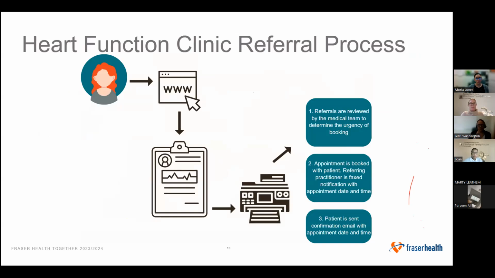Okay, so for the referral process, we receive the referrals via fax. As mentioned, they're reviewed by the medical team to determine the urgency of booking. The appointment is booked with the patient, and we then send a letter to the referring practitioner, usually the family physician, as well as the cardiologist, that they have been booked for the appointment date and time. The patient is also sent a confirmation email with the appointment information, as well as all those other resources that I mentioned earlier.